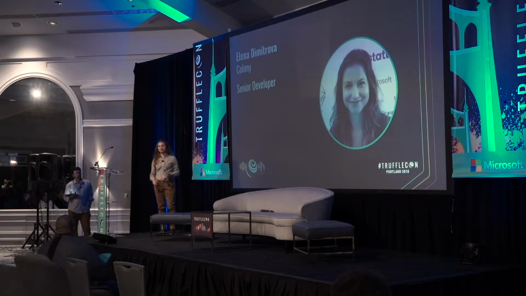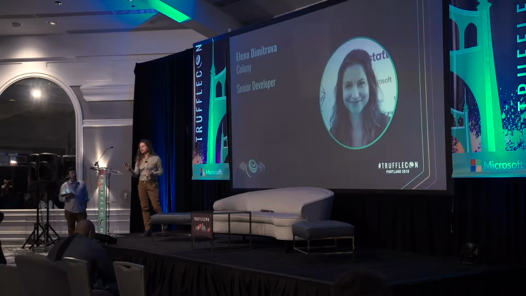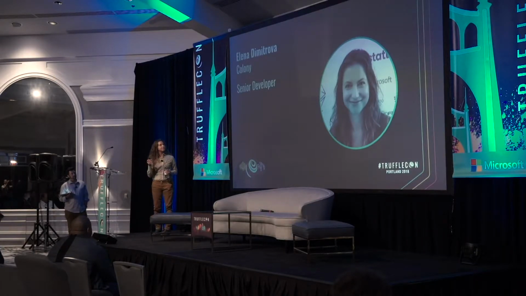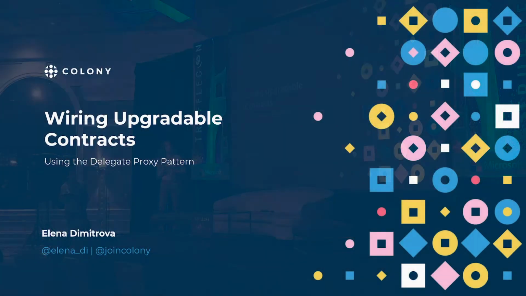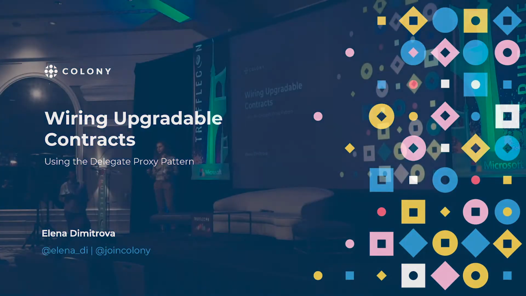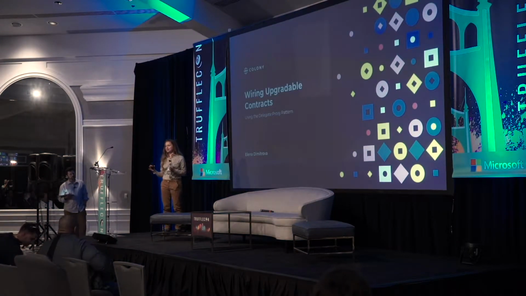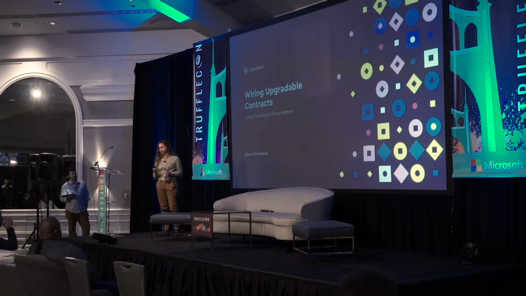Hi everyone. So in the spirit of improving dev life, I'm going to be talking about wiring upgradable contracts, or basically making the whole experience of writing code against this pattern more smooth for a developer. Basically putting the wiring to one side and just focusing on the work that you need to do.